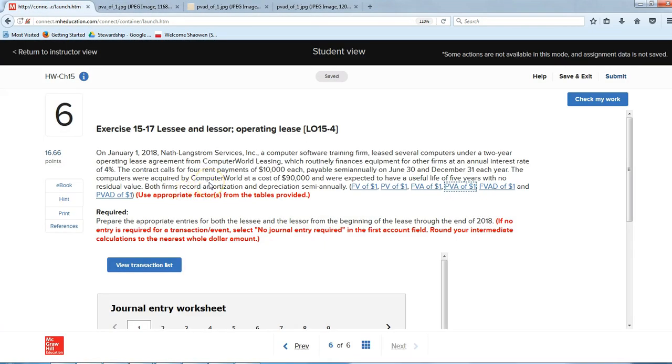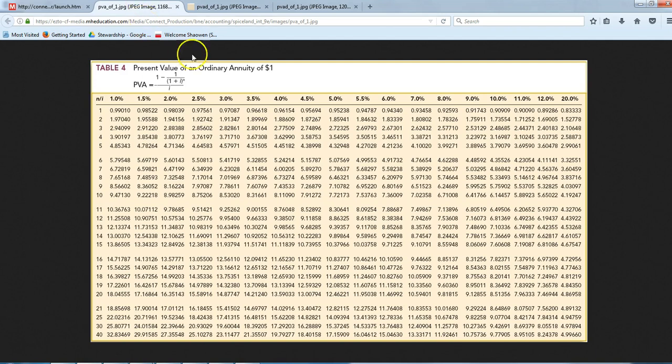The discount interest is 4% annually, but the payments were made semi-annually. So half of 4% is 2%. And the lease term is, I believe, 2 years. Yep. So there are totally 4 periods for us to discount. So 2% semi-annual interest rate and 4 semi-annual periods. So 2% for 1, 2, 3, 4.